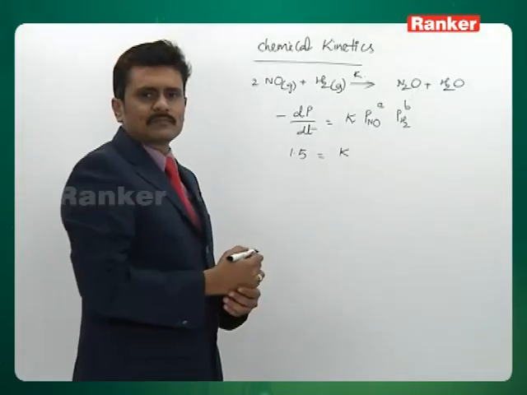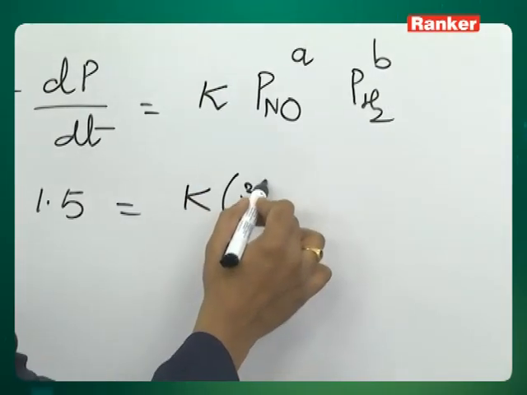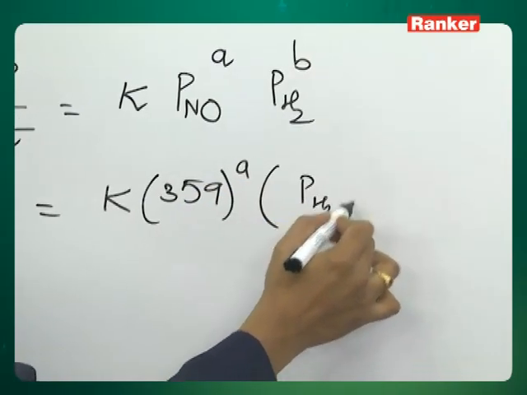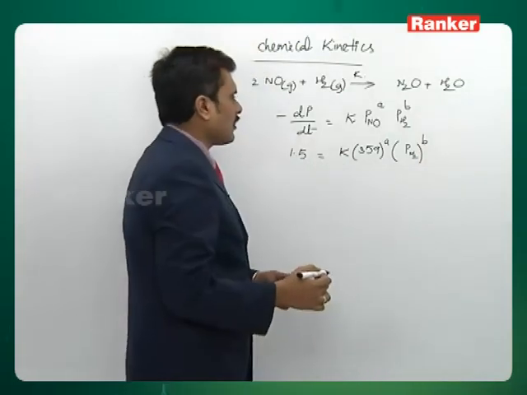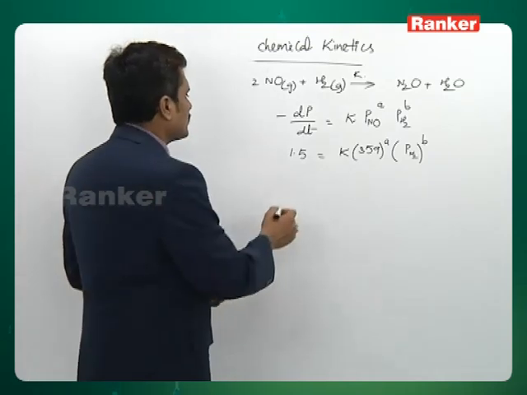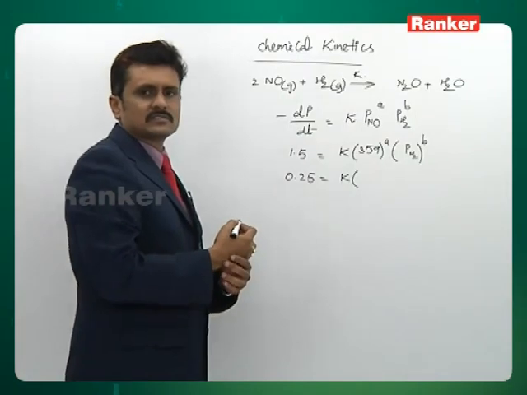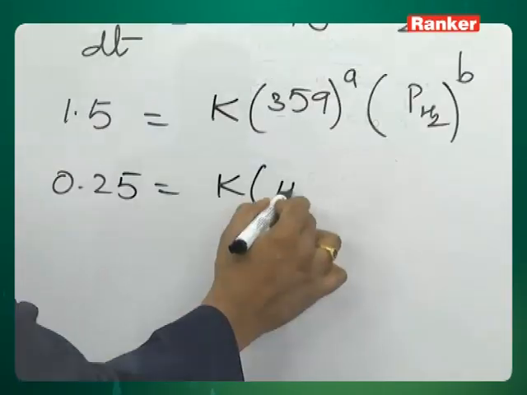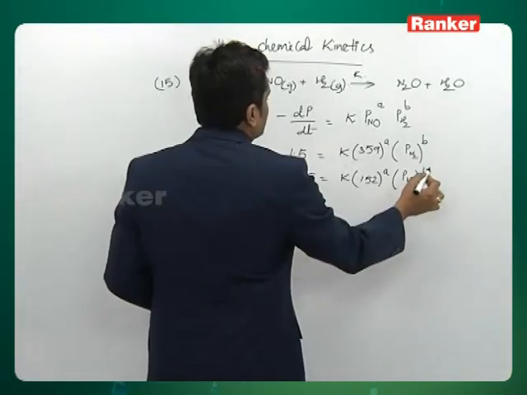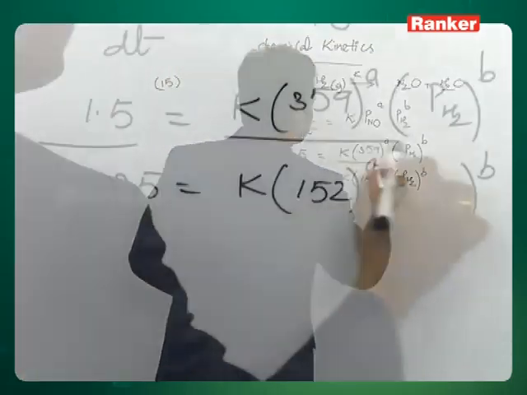K is a rate constant. When the pressure of NO was taken to be 359 torr, raised to the power A, and here the pressure of H2 is remaining constant, because in the next case the minus dP by dt was found to be 0.25 when the pressure of NO has been changed to 152 torr, H2 being kept constant.